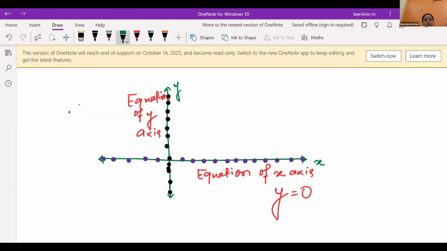x equal to 0. Yes, because on the y-axis, in each and every coordinate, whatever the y value is, x is 0. Are you getting it? Is it a formula? Yes, it's a predefined thing that the equation of the x-axis is y equals 0 and the equation of the y-axis is x equals 0. Now we are not saying it randomly. There is a reason behind it, and you are understanding the reason, right?